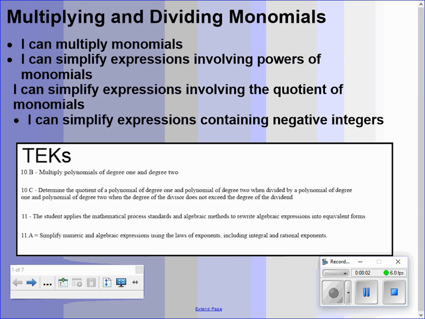This lesson we're going to be looking at and practicing with multiplying and dividing monomials. We're going to combine what we did the last two videos and just get some practice in. So let's get started.